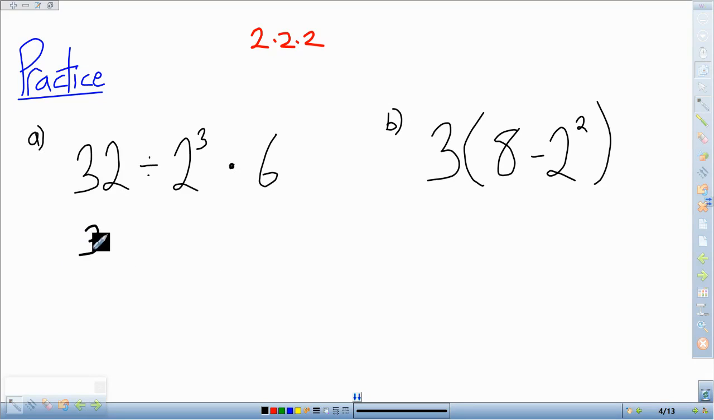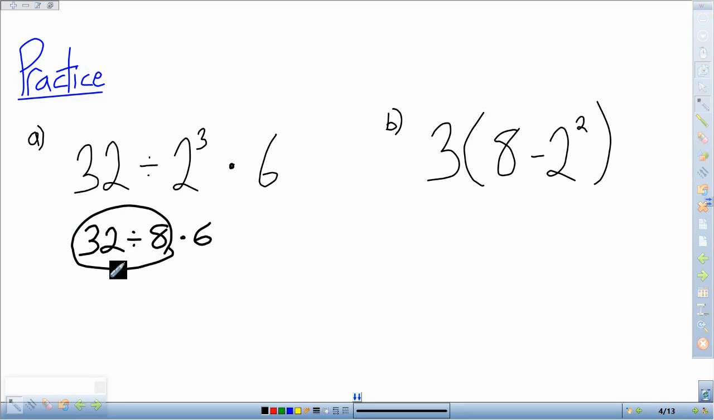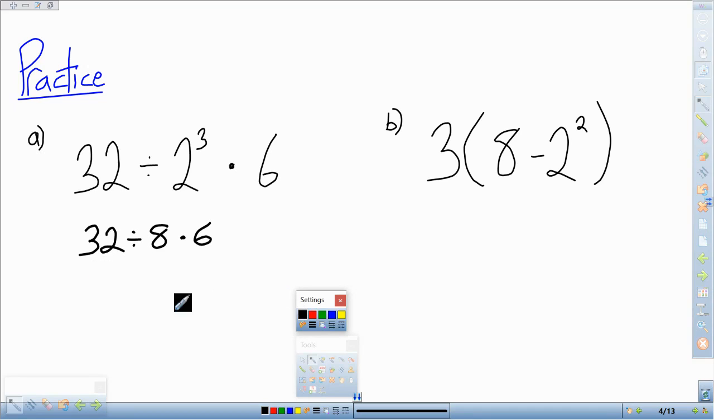So I'm going to bring down the 32, bring down my division sign. I've got an 8. Bring down my multiplication, 6. Okay, now next thing, I have no more exponents. Now I'm looking for multiplication and division. And it looks like I have both. But since the division comes first, that's what I must do first. So let's go ahead and divide this. I know 8 goes into 32 4 times, right? So it looks like we're going to get a 4 times 6, and 4 times 6 gives me 24.